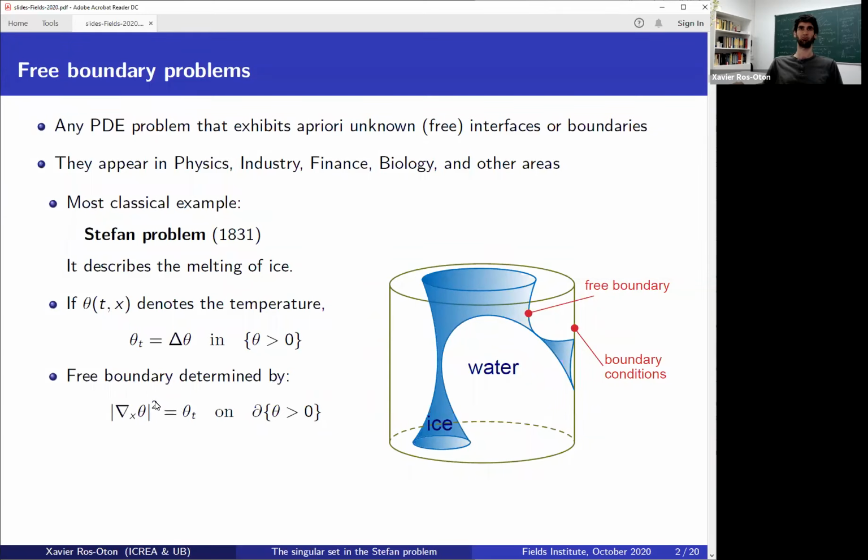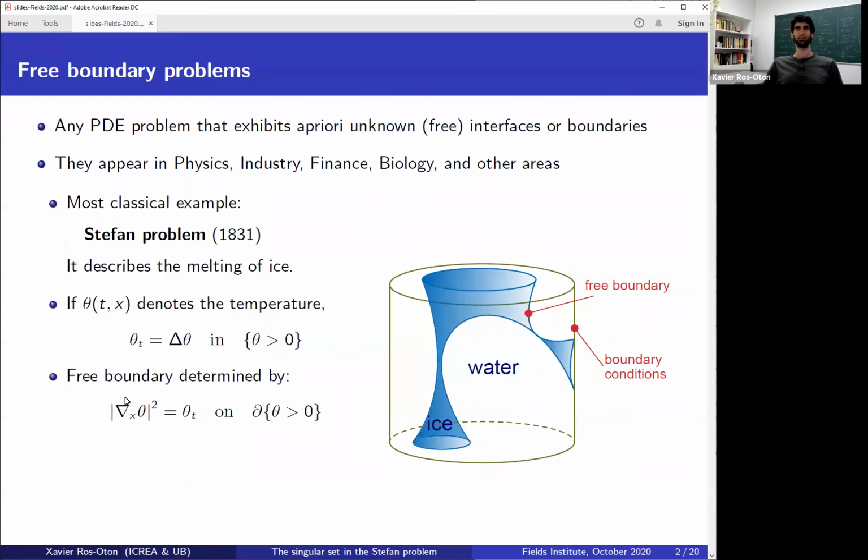This free boundary condition is this one, and it's saying that the velocity at which the ice is melting is proportional to the gradient in space of the temperature here. So the more temperature you have nearby, the faster the ice will melt, which is very reasonable and natural. So this is the classical Stefan problem, the one-phase Stefan problem.